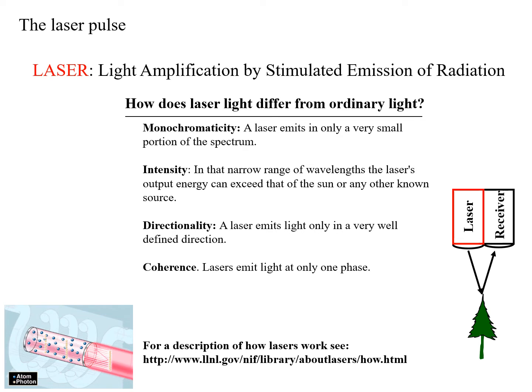It's directional. That is, a laser only emits light in a very well-defined direction, and it's coherent. So lasers emit light at only one phase. All of the phases of the light are stacked up so that they're the same.